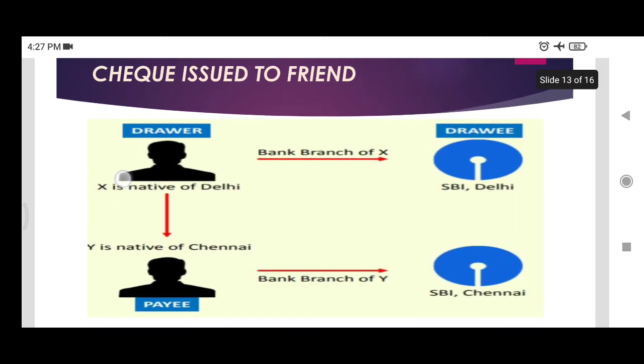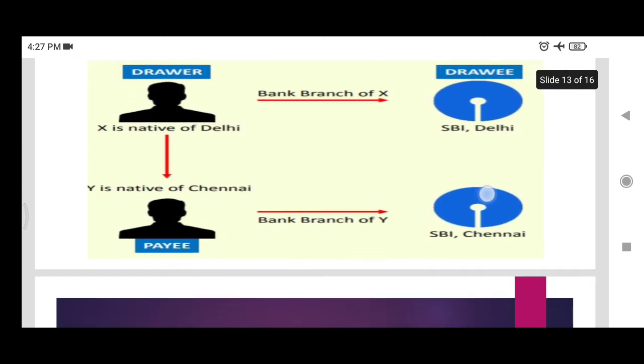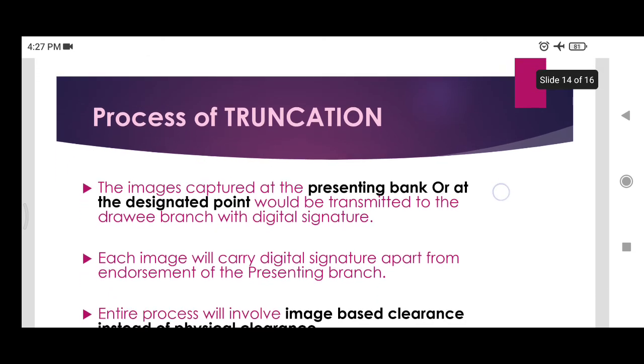It stops the movement of physical checks from branch to branch. Instead of physically going to the branch, they can easily withdraw the money by using digital checks with the digital signature. That is the check truncation system. What is the process? As I said, in a digital way, the images captured are transmitted to the drawee bank with the digital signature.